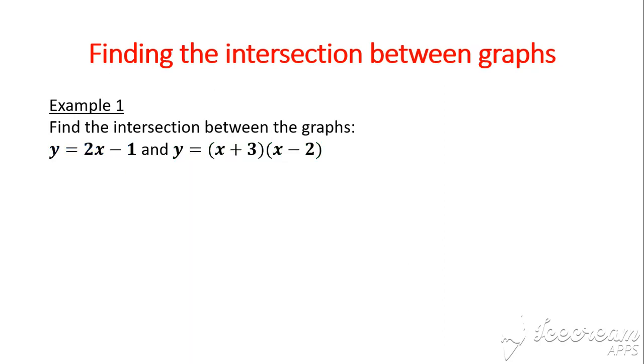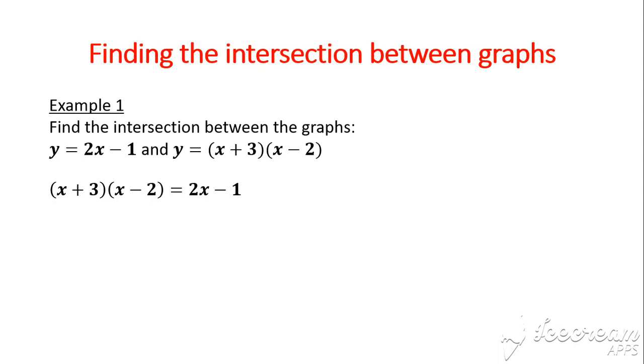So let's get into how to do this. Because they are written in the form y equal to something, we're going to take the two somethings, the 2x minus 1 and the (x + 3)(x - 2), and put them equal. Doesn't matter which way around we put them equal. I've put the parabola first equal to the straight line graph.